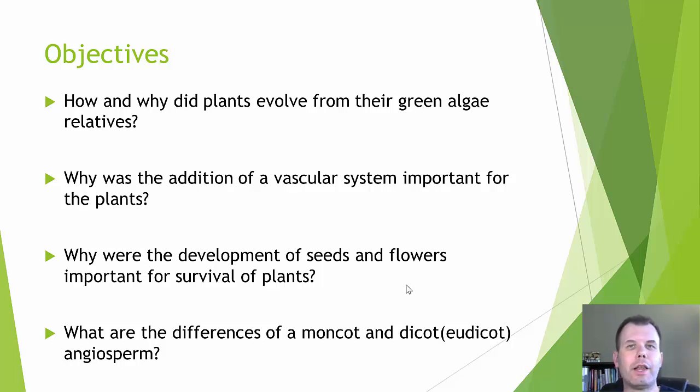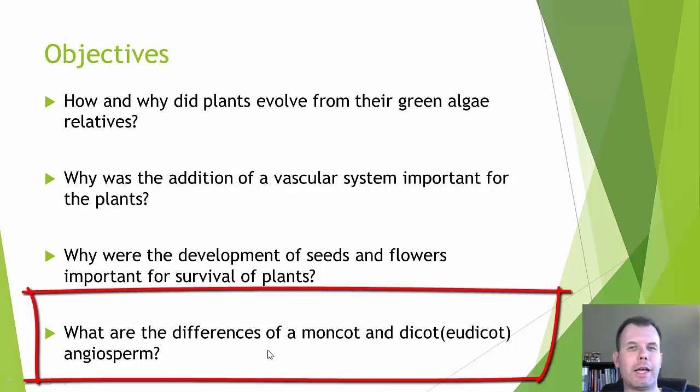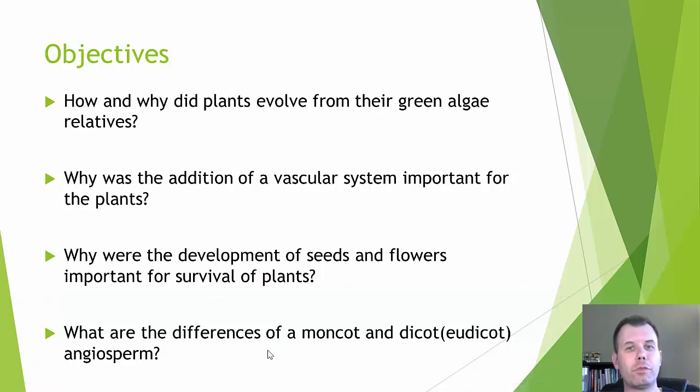And then finally, the last thing we're going to address are some of the differences between a monocot and a dicot, or sometimes we'll refer to it as a eudicot, angiosperm. Angiosperms are the flowering plants, and we're going to learn more about them today. But I want to address that there are some subtle differences between the two types of angiosperms, and we're going to look at some of those differences. You can think of roots, stems, leaves, and flowers for those things. So think about those things, and that's what we're going to look at today.